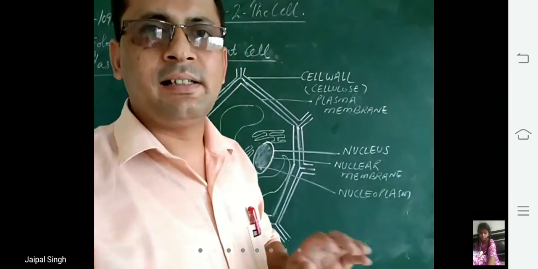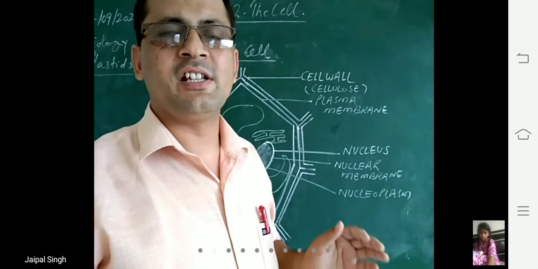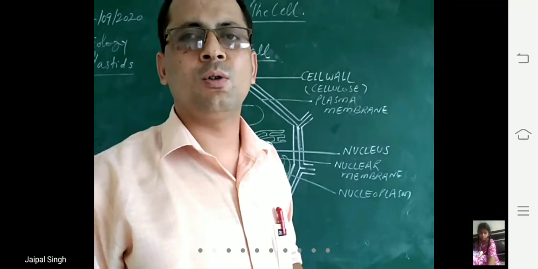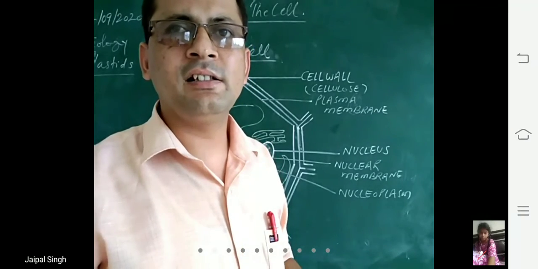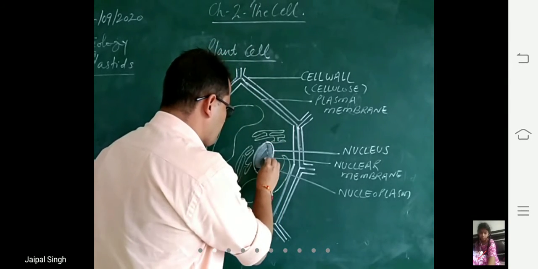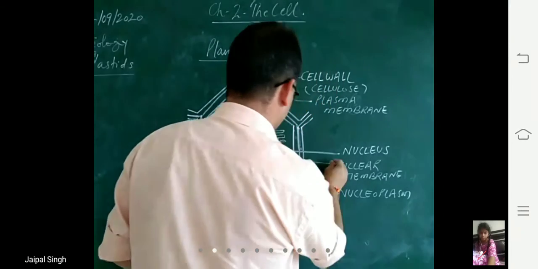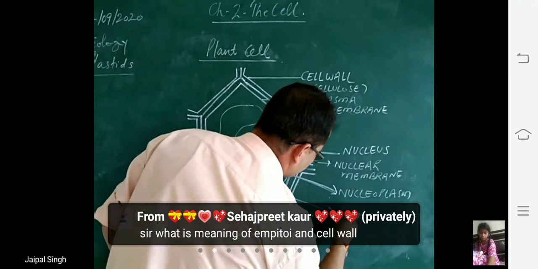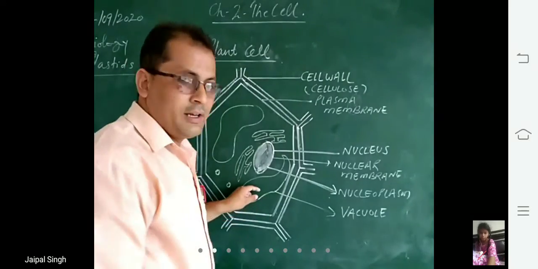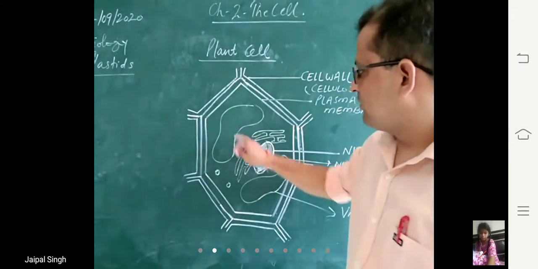Like in cells, cytoplasm is present. Cytoplasm is a fluid substance which is present inside the cell. In the same way, inside the nucleus, a fluid is present which is known as nucleoplasm. And here you can see two large structures. These are known as vacuoles.